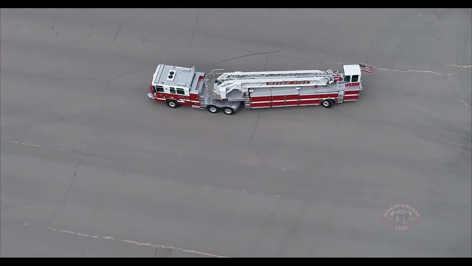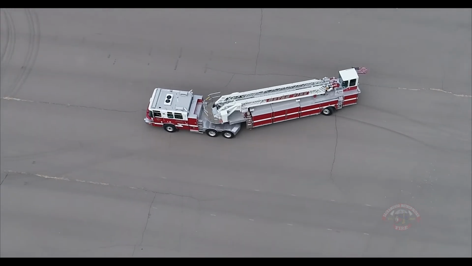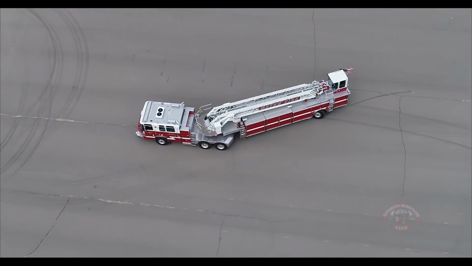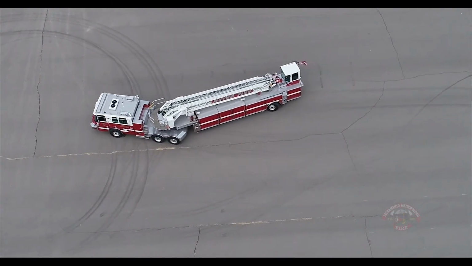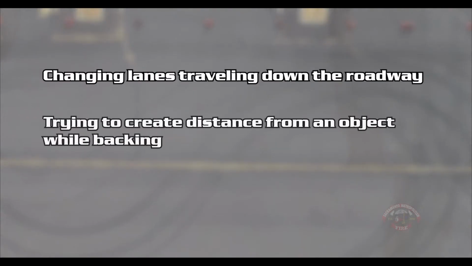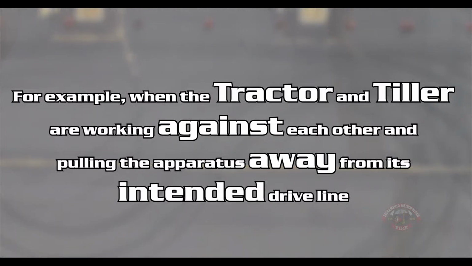Let's define some common terms. First is crabbing. Crabbing occurs when both the tractor and tiller steering axles are pointed in the same direction. Crabbing can occur driving forwards or backwards. There may be times when crabbing is desirable, like when you are changing lanes traveling down the roadway, or when you're trying to create distance from an object while backing. Other times, crabbing is not desirable. For example, when the tractor and tiller are working against each other and pulling the apparatus away from its intended drive line.